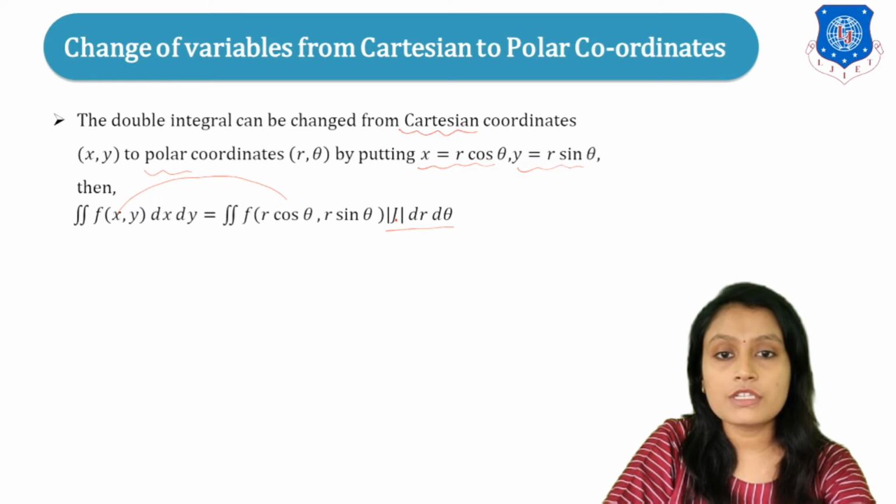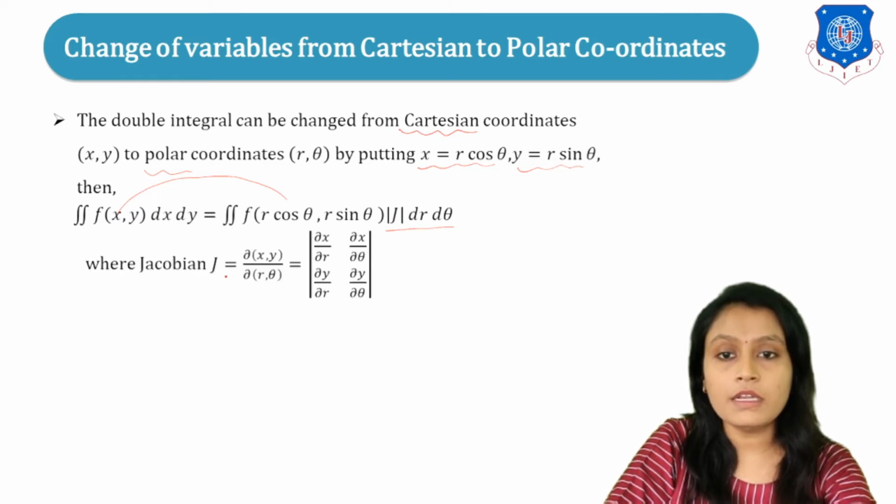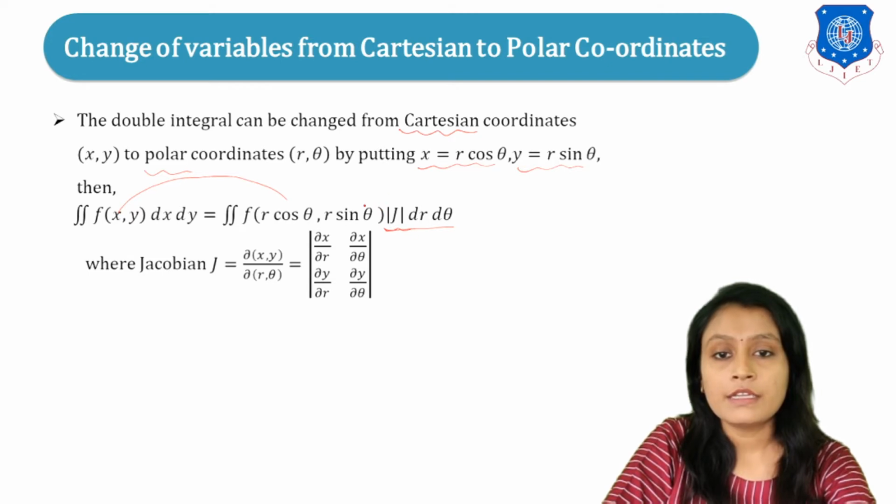Where mod J is a Jacobian, and it is given by del of x, y upon del r, theta. This can be written as the determinant of del x by del r, del x by del theta, del y by del r, del y by del theta. So whenever we are changing the coordinates, we always have to multiply by the Jacobian. Here we will solve the Jacobian first.